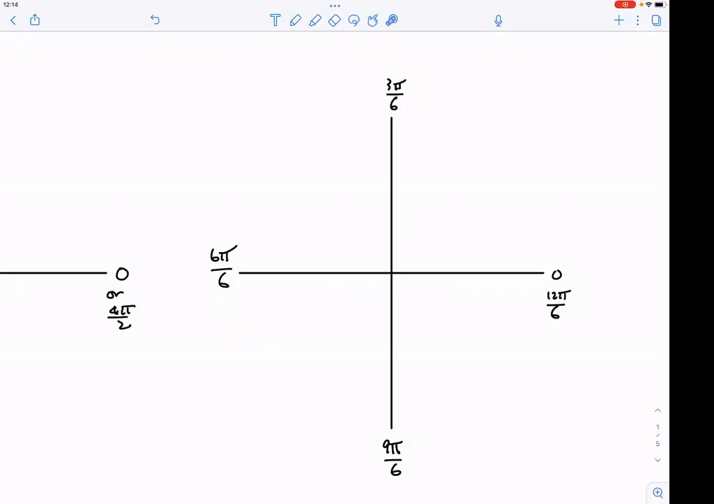What about 11 pi over 6? What about 5 pi over 6? What about 13 pi over 6? Back to quadrant 1. Now, can you see how you bypass the thinking of degrees, and you can still tell the quadrants very quickly?